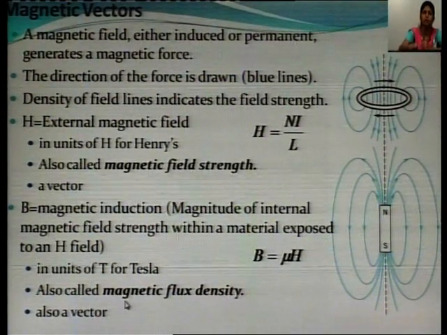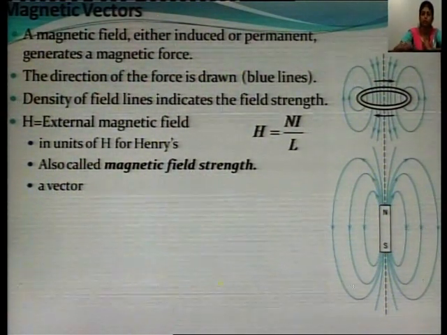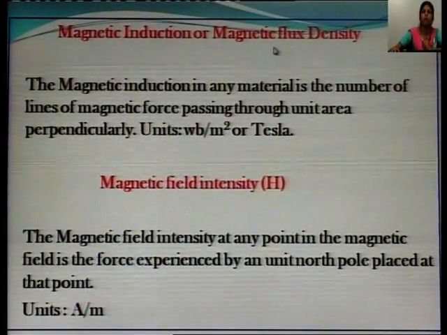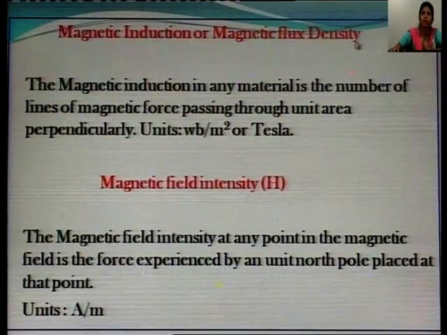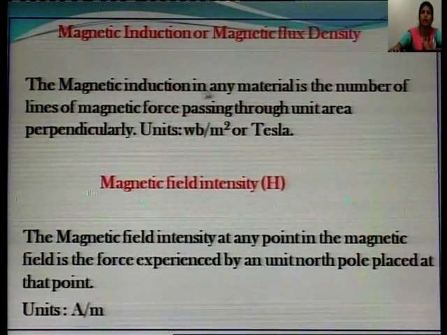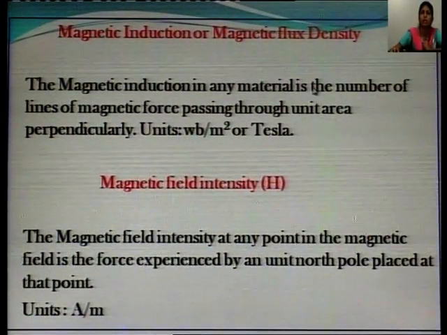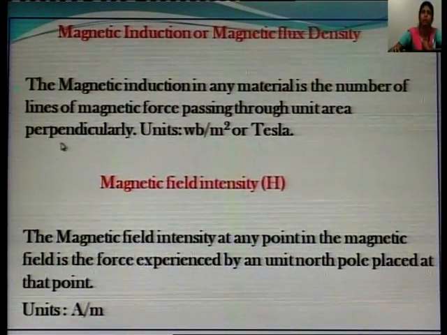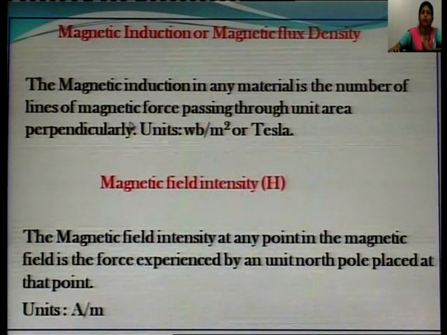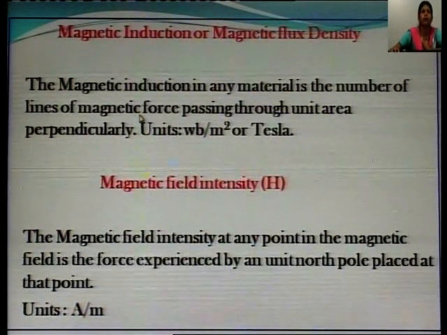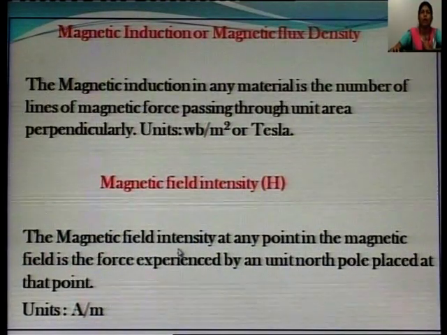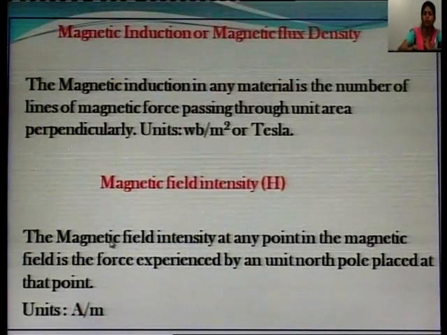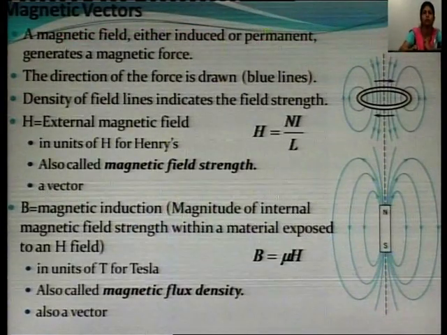So let us revise B and H again. B is magnetic flux density, and it is defined for any material as the number of lines of magnetic force passing through unit area perpendicularly, and it represents the internal field strength of the material, and H represents the external field strength, and the unit of H is ampere turns per meter.